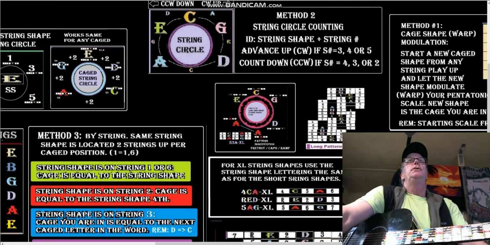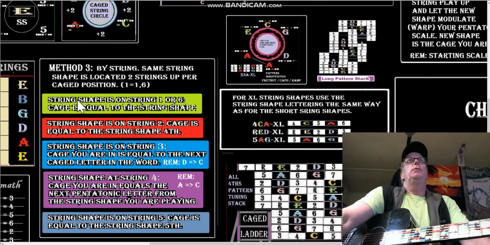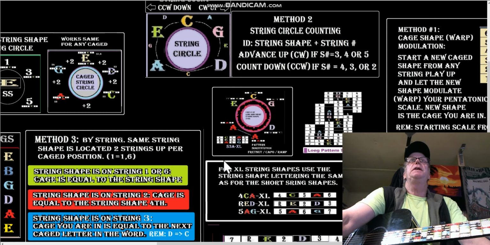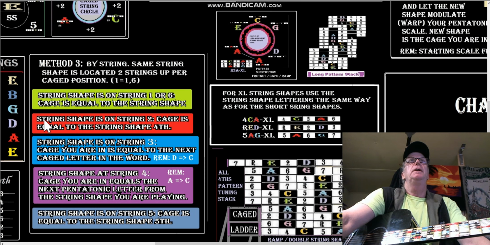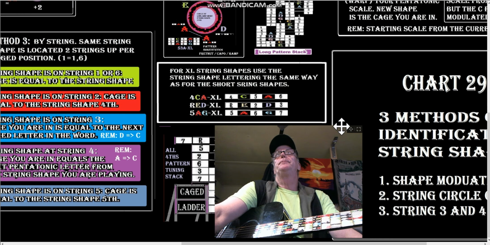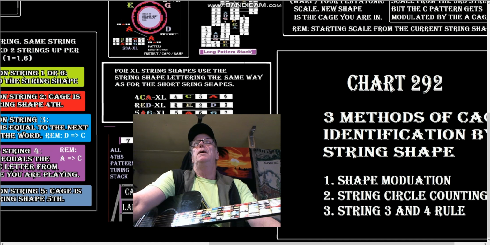Okay, so we've covered what if the string shape's on string 1 or 6, what if it's on the second. Okay, let's skip to if the string shape's on string 5, because that uses method 2 also. Method 2 is being employed if the string shape's on string 2 or string 5, because remember in the title over here it says string 3 and 4 rule.